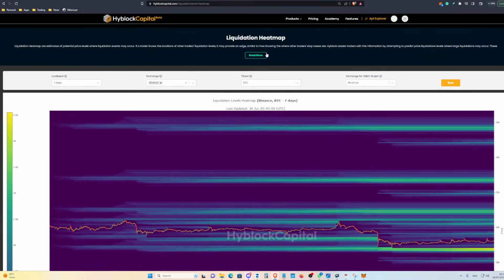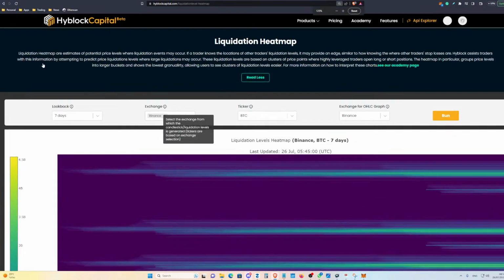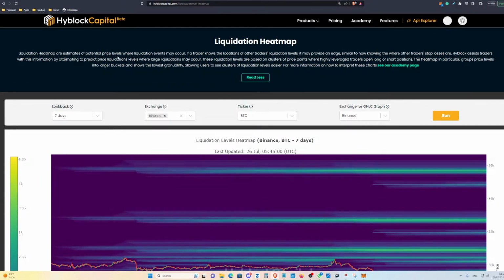So guys, this is the liquidation heat map for the Hyblock. As I've explained before, I'll read it again and I'll zoom in. Liquidation heat maps are estimates of potential price levels where liquidation events may occur. If a trader knows the location of other traders' liquidation levels, it may provide an edge, similar to knowing where other traders' stop losses are.